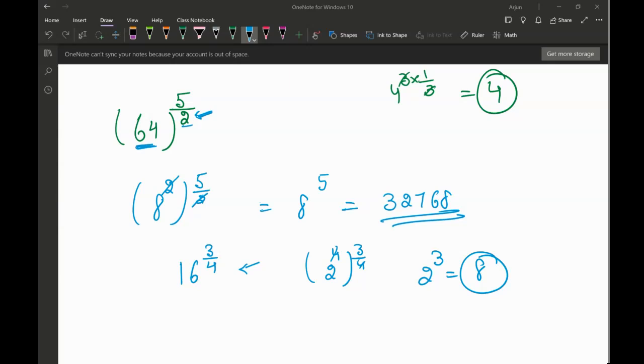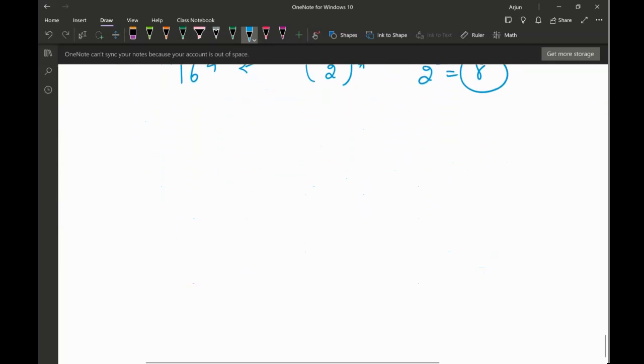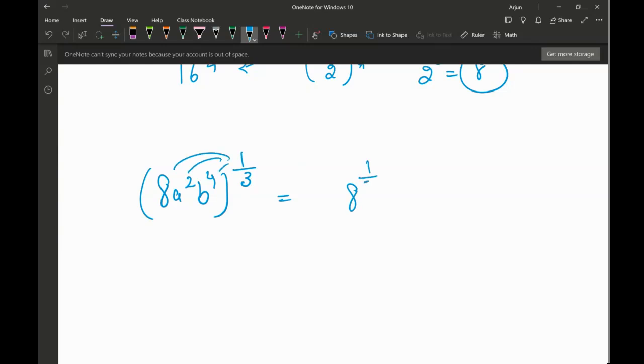All right, so my laptop battery is going down almost, but I'll try to sneak in one more question. The question is 8a square b raised to the power 4, all raised to 1 over 3, and then you will write it as 8 to the power of, I can distribute this to all the terms, 8 to the power of 1 over 3, and then a to the power of 2 times 1 over 3, b to the power of 4 over 3.